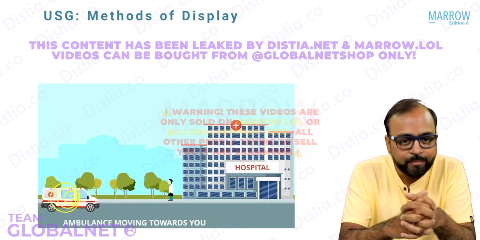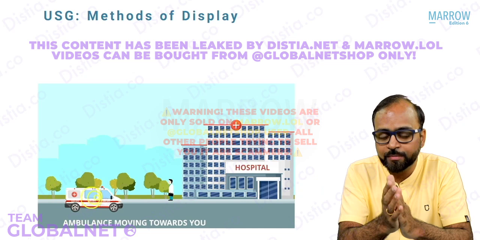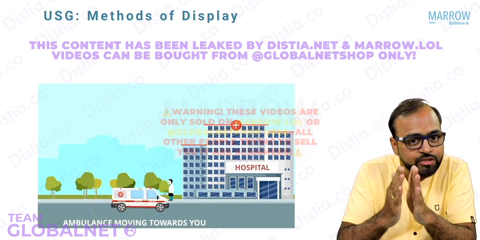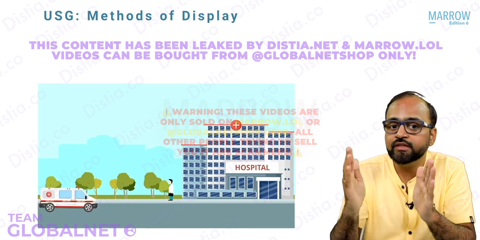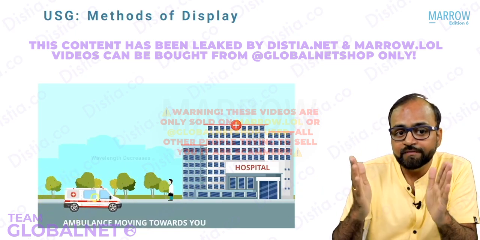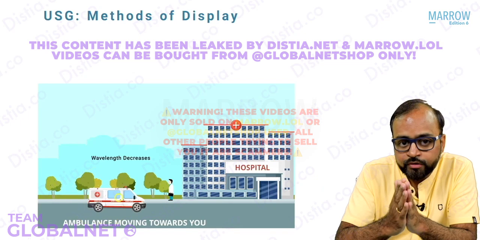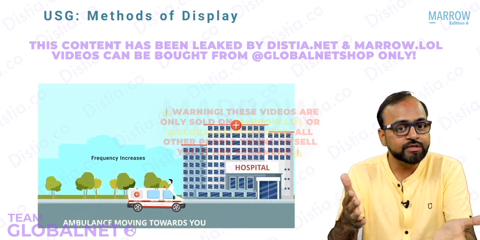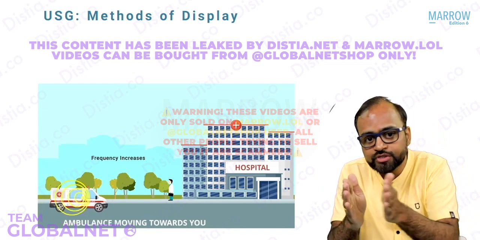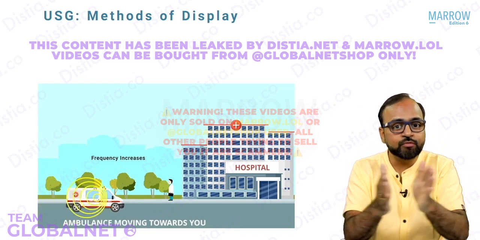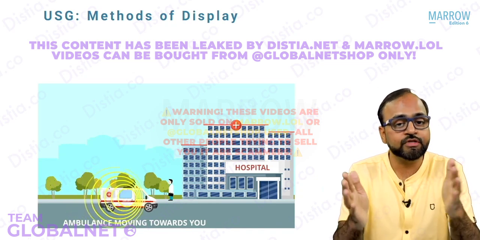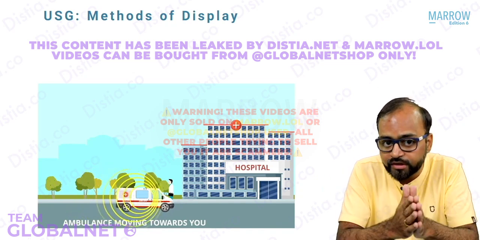Now what happens? The ambulance starts moving towards you. Look how the wavefronts at the front of the ambulance are pressed together. So the distance between the two waves is reduced. Wavelength is reduced. If wavelength is reduced, what will happen to frequency? Frequency is going to increase. So as the ambulance comes towards you, the frequency is changing. It is increasing.